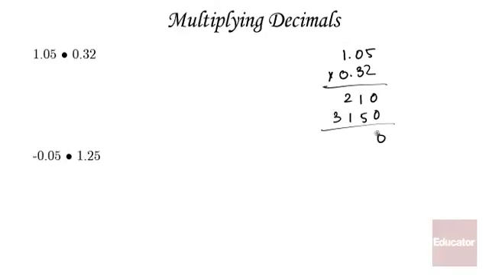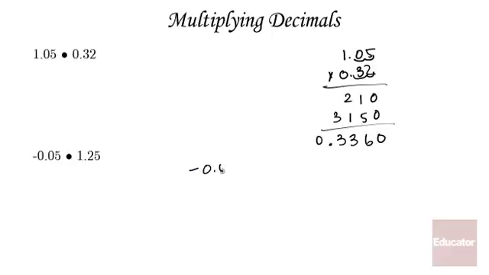Let's try multiplying decimals. 1.05 times 0.32. When multiplying decimals, you don't need to line up the decimal, but you will need to later count the decimal places. 2 times 5 is 10, and 2. Hold the place, 15, and 3. 0, 6, 3, and 3. And we have 1, 2, 3, 4 places, so that takes us to 1, 2, 3, 4 places.